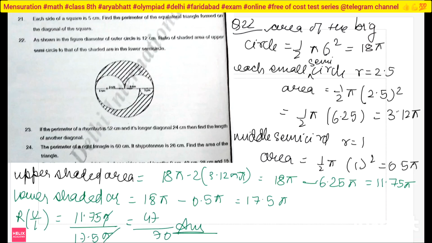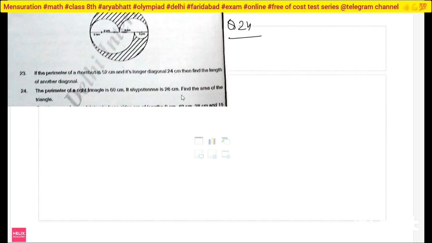Okay. The perimeter of the right triangle is 60, hypotenuse 28. Find the area of the triangle. Okay, question number 23. No, it is 23, why did I read 24? Okay, sorry. The perimeter of the rhombus is 52 centimeter. Longer diagonal is 24 centimeter. Then find the length of the other diagonal. They are asking about the other diagonal.